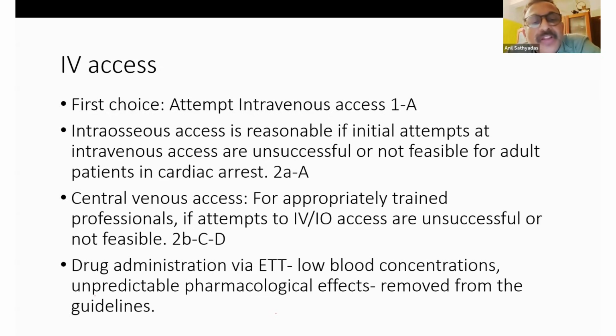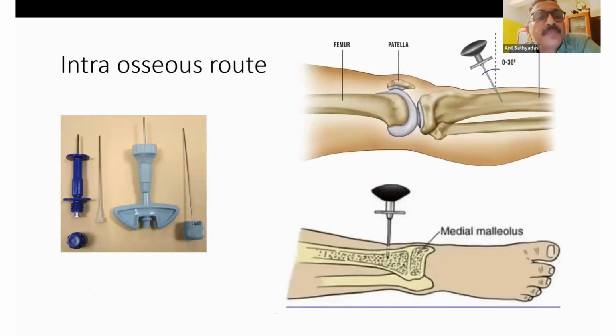Drug administration via the endotracheal tube, which was advised in the previous 2020 guideline, is not recommended and has been removed from the guideline. Okay. Previously, if you didn't get a cannula or intraosseous route, we would go for endotracheal, but that is out of the question now because they found that the blood concentration obtained when you gave drugs through the endotracheal tube was low. We had unpredictable pharmacological effects. So this route of administration has been removed from the 2025 guideline.